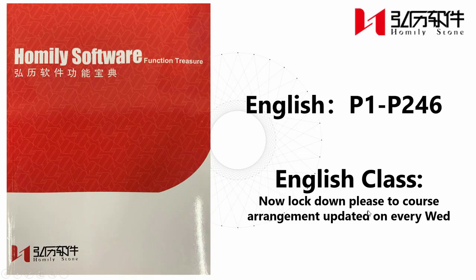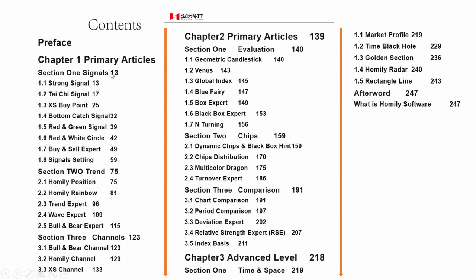Usually every week there is 1 class to learn the feature indicators. In this feature indicator course, the primary and advanced levels are all here. These are all the Homely feature indicators. From the theory basis, how each indicator is designed, to the basic uses, advanced uses, and practical uses, all have very detailed explanations. So it is very good for us to learn.